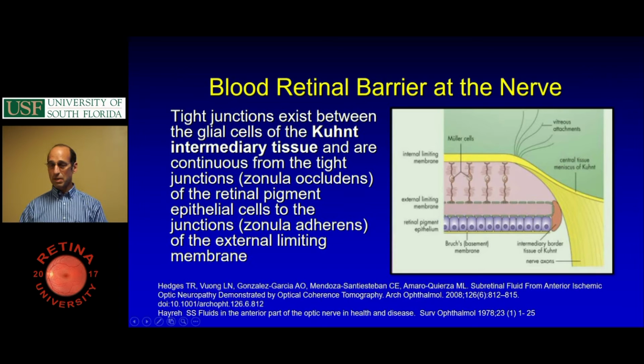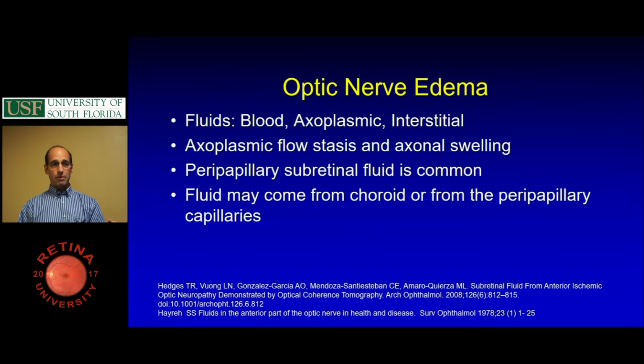So optic nerve edema that's severe can cause subretinal fluid, which is like what we see in neuroretinitis, the cat scratch patients. I think some of that is optic nerve fluid getting under the retina. Optic nerve fluid comes from blood, axoplasmic and interstitial. Axoplasmic stasis causes nerve swelling like you see in papilledema. And then peripapillary subretinal fluid is common. Fluid all the way under the fovea isn't as common.